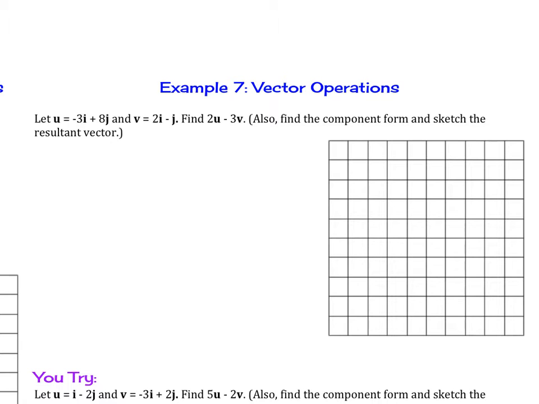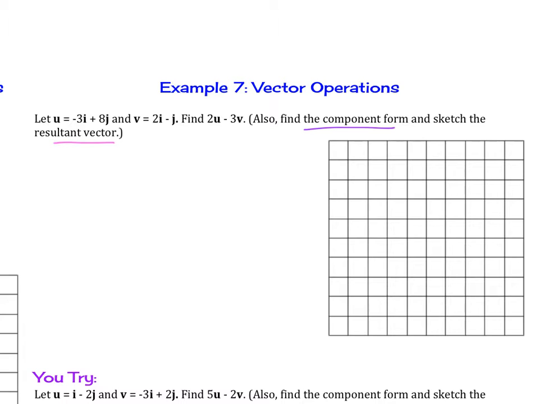Last example is example 7, vector operation. Let u equal negative 3i plus 8j and v equals 2i minus j. We're going to find 2u minus 3v. Now, because the homework is going to ask for it, we also want to find the component form and sketch the resultant vector. So we've done that before, and it is going to ask it again in the homework, so I want to make sure you know how to do that.